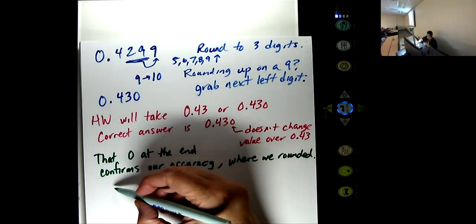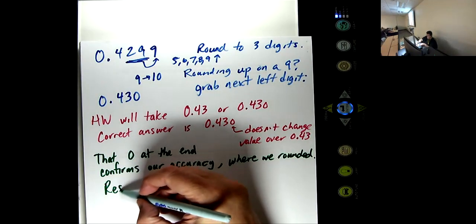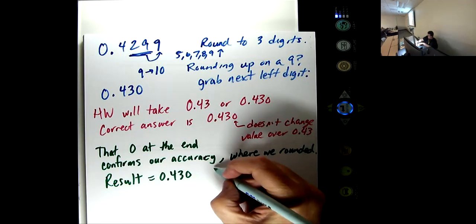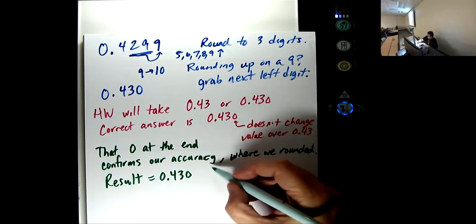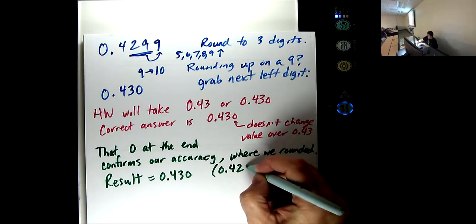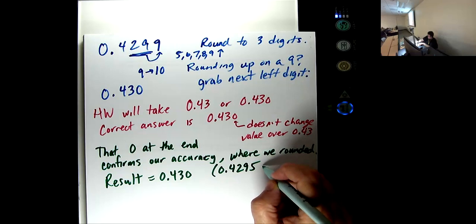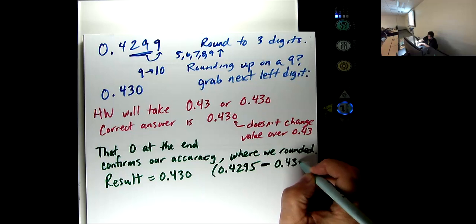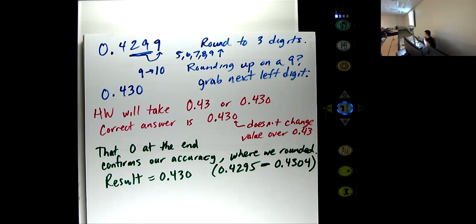So if the result is 0.430, I know I rounded. I was either below it, from 0.42 like 95, or I could have gone all the way up to 0.43 like 04. That tells me my range of what I rounded from. Anything in that range will round up to 0.430 or down to 0.430.